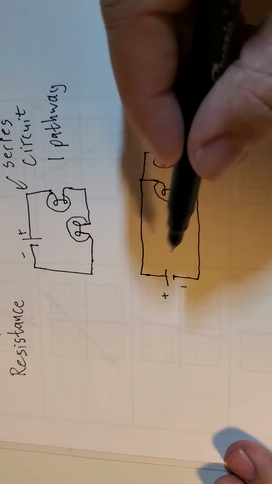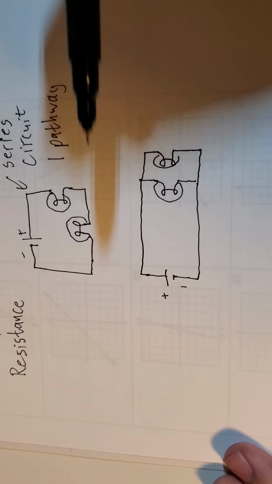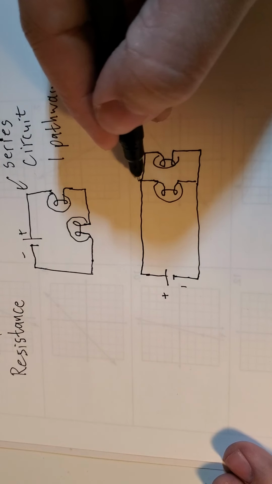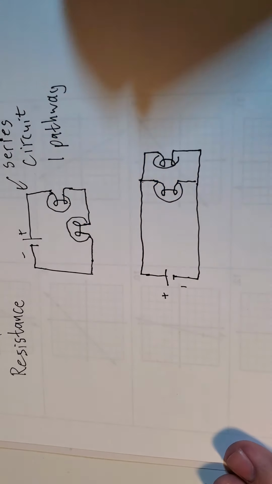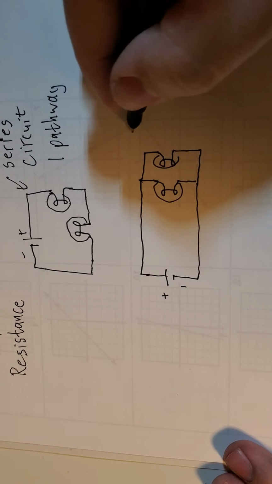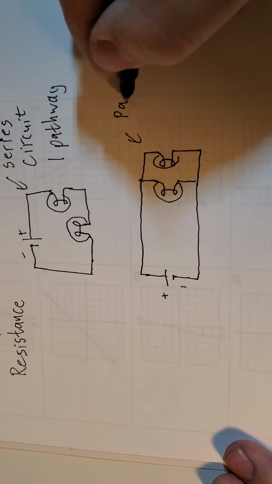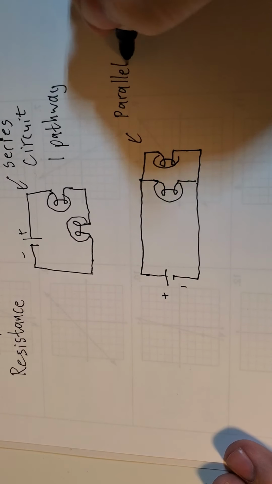This is still a closed circuit, right? The electrons can move all the way through, no problem. But now when they reach this point here, they're going to have a choice, right? They can go down each side. And they will split up for sure. And this is called a parallel circuit.